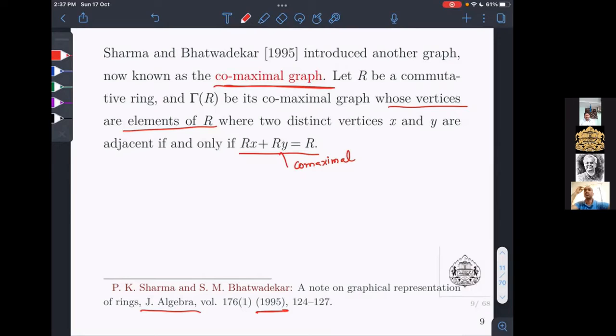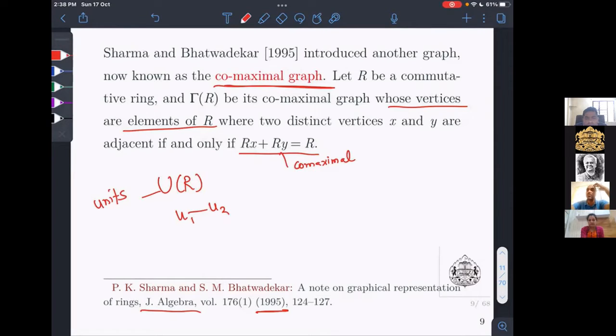Okay. Now, once this definition is clear to you, if I look at the units of R, what can I say about units as far as the graph is concerned? Are they adjacent to each other? If U1 and U2 are two units, yes, they will be adjacent. What will be the ideal generated by U1? R itself. So naturally, if I add U2, that is also R. So naturally, they are adjacent.